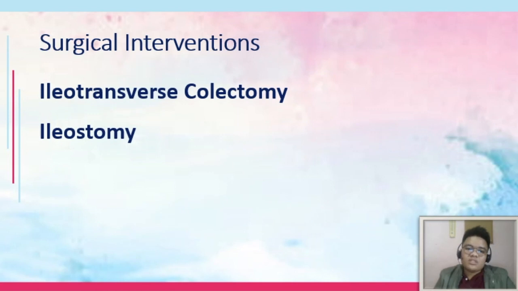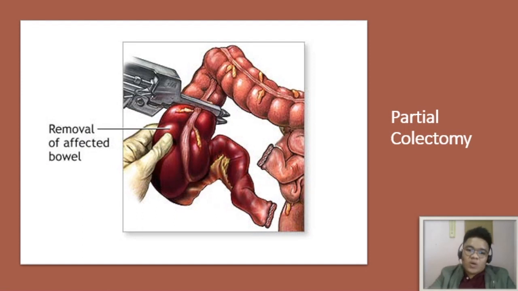Then, surgical interventions. Your surgical interventions are only done to treat the complications of the disorder, such as perforation and hemorrhage. Try to look into the image of ileotransverse colectomy, what do we mean by that, and then ask yourself what will be the purpose of ileostomy this time in regional enteritis. Then partial colectomy. When I say partial colectomy, a part of the colon is being cut. Remember that the proximal end of your ascending colon may be affected because it continues to your ileum.